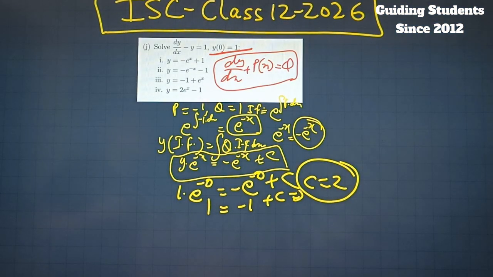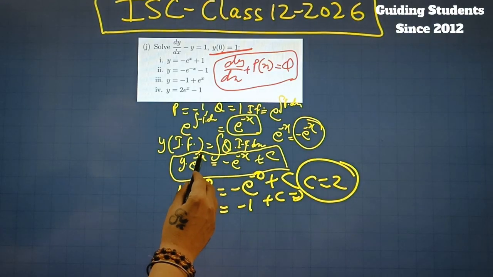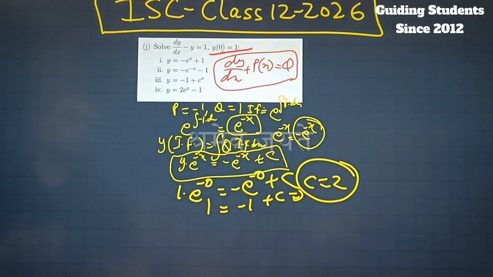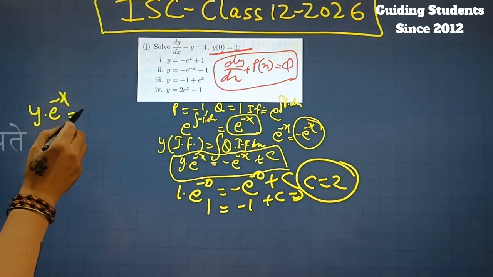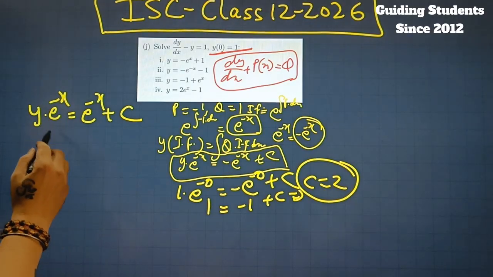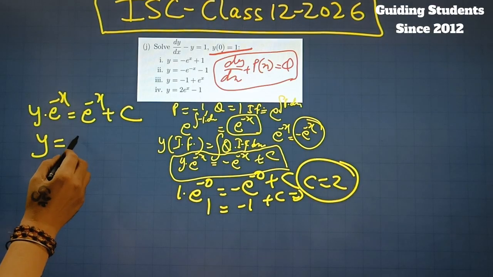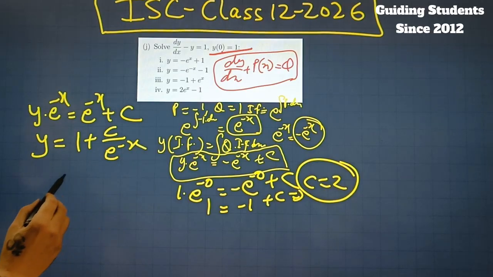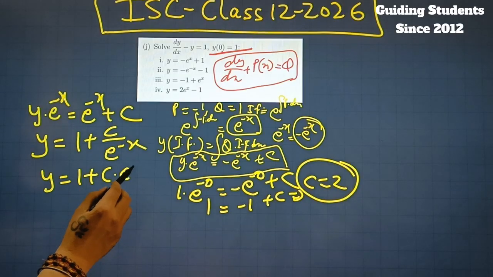Now we need to substitute this value here in our solution. So y into e raised to the power minus x equals minus e raised to the power minus x plus c, that is plus 2 only. What are we going to do? We are going to divide it throughout by e raised to the power minus x. So we are going to get y, then e raised to the power minus x is going to get cancelled, plus c upon e raised to the power minus x. So this is equal to, basically, y is equal to minus 1 plus c into e raised to the power x.